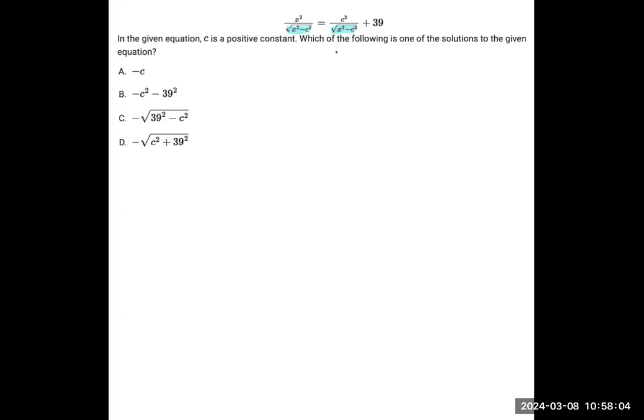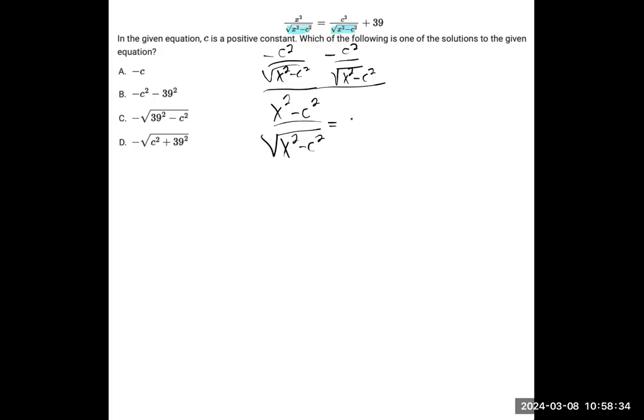It won't occur to a lot of people at first, but if you subtract c² over the square root of x² minus c² from both sides, we'll end up with x² minus c² over the square root of x² minus c², and that equals 39. So now we have it there.